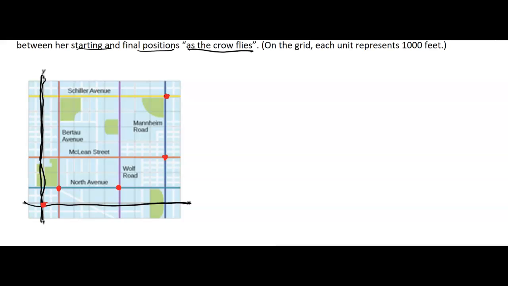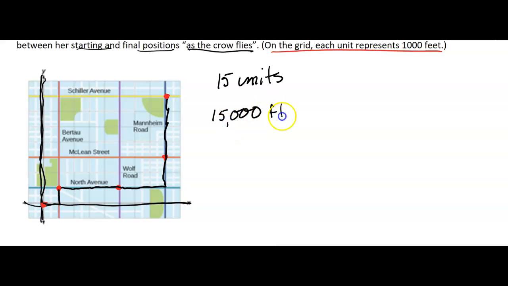Now, she has to travel on the roads. It says on the grid, each unit represents 1,000 feet. So she's going 1 unit this way, and then 1 unit that way. So there's 1, 2. And she's going 3, 4, 5, 6, 7, 8, 9, and then 10, 11, and then 12, 13, 14, 15 blocks is where she's going, or 15 units, I'll say. And each unit was 1,000 feet, so she's traveling 15,000 feet as she runs her errands, okay?